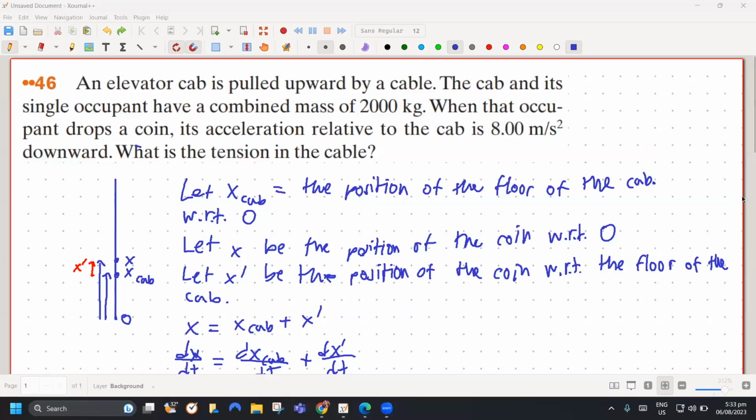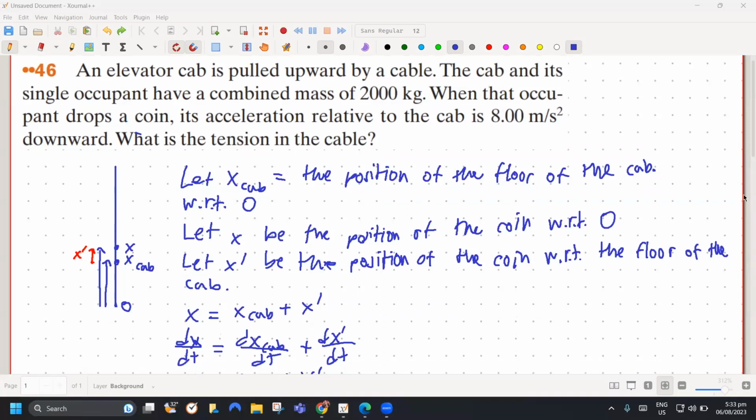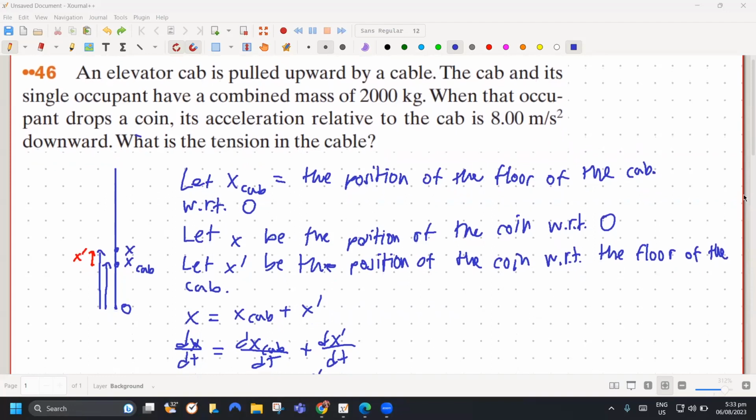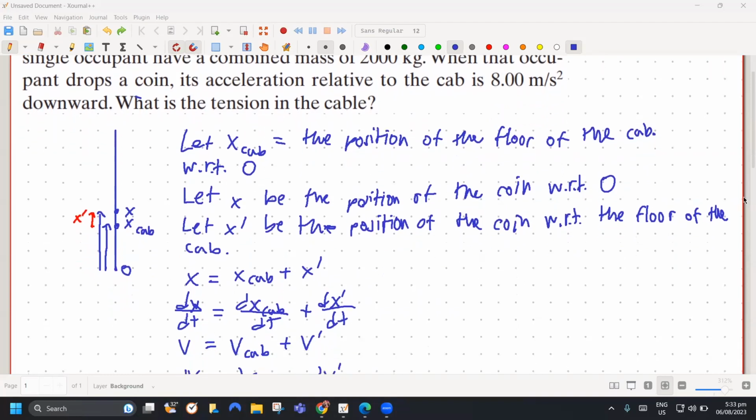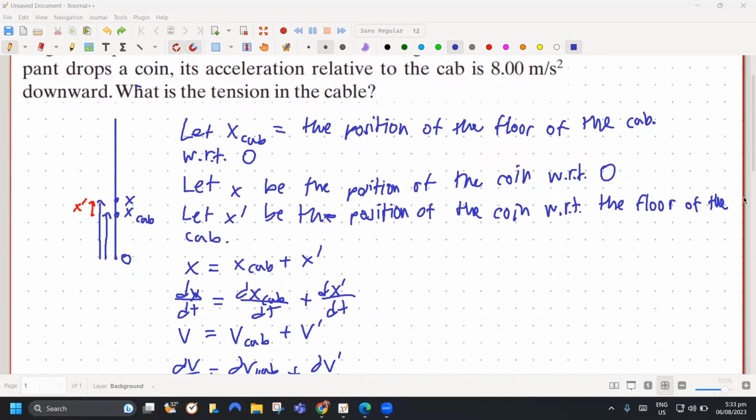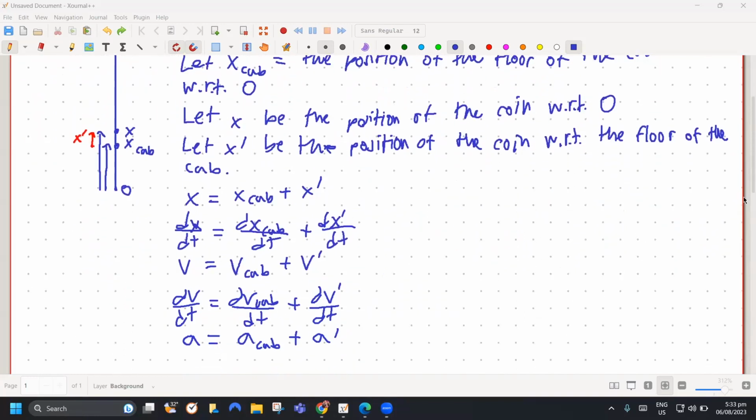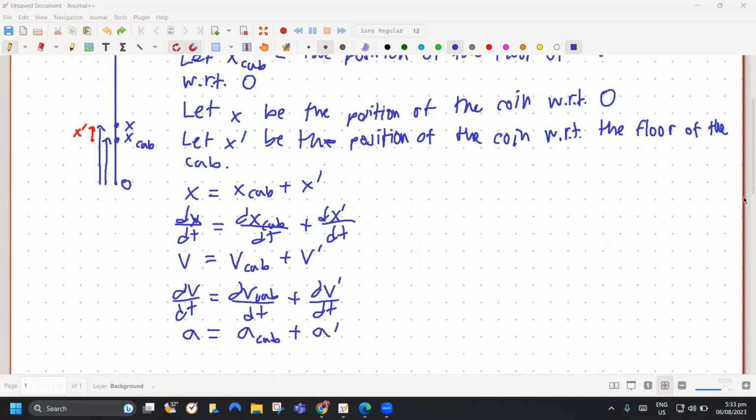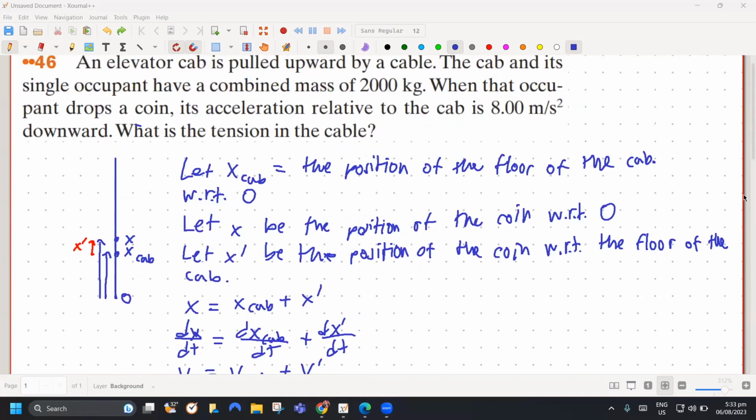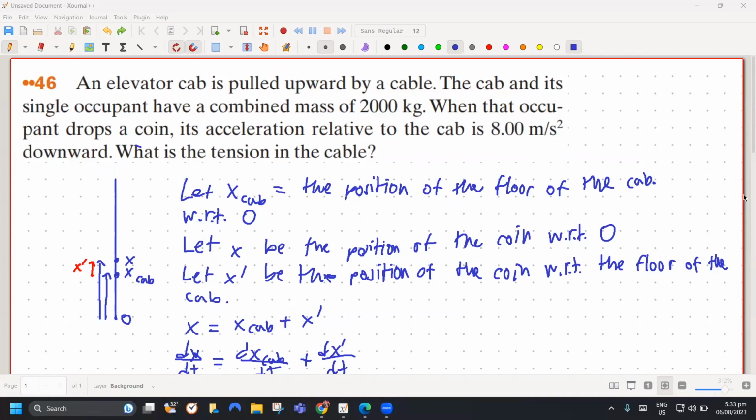What is the tension of the cable? Okay, basic. Ano ba yung known? Acceleration, alam ko rin yung mass. So, we know the acceleration of the cab. Hindi po, acceleration ng coin relative to the cab.